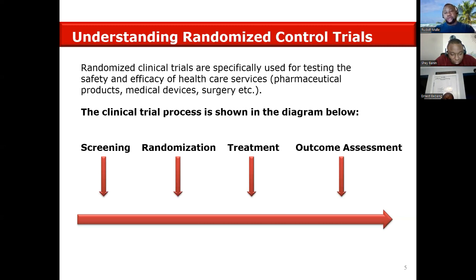So when they go through the treatment, they will go through outcome assessment. Of course, outcome assessment is the ability, once the treatment is complete, to assess and evaluate how the patients are doing.